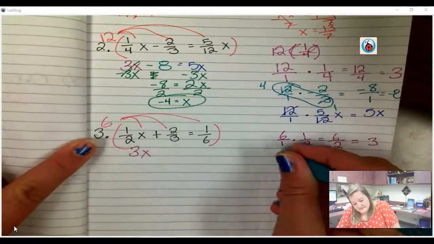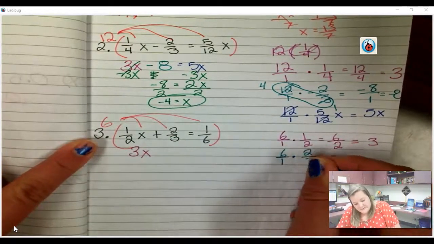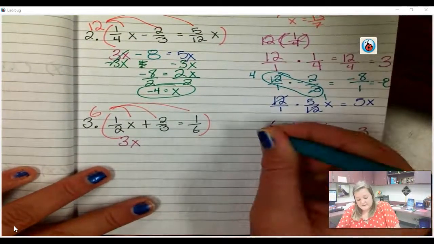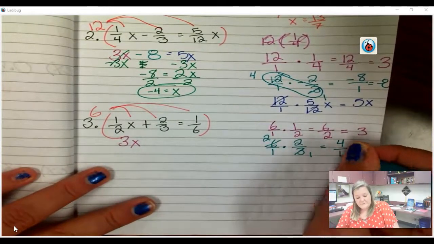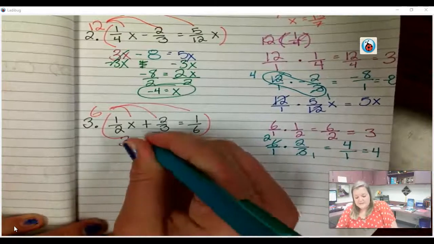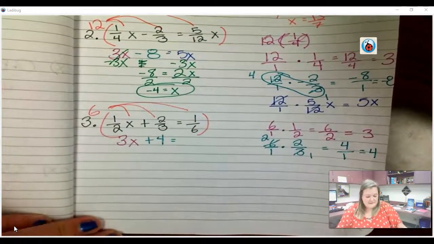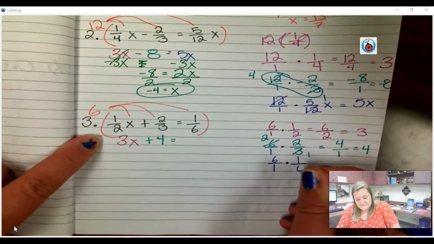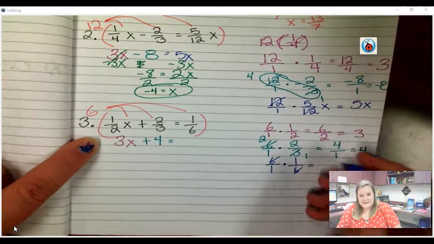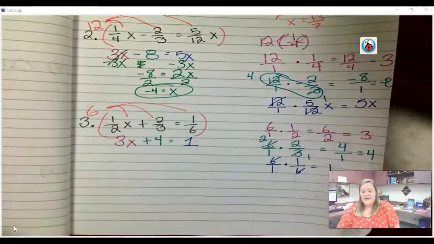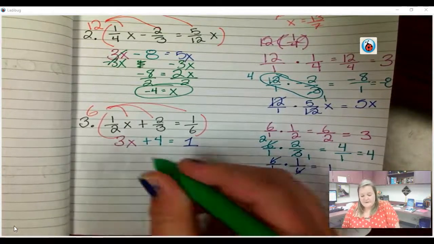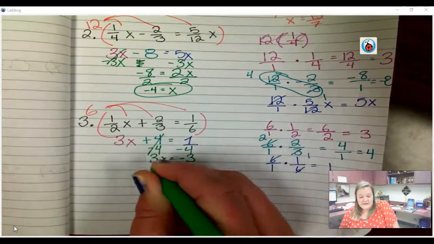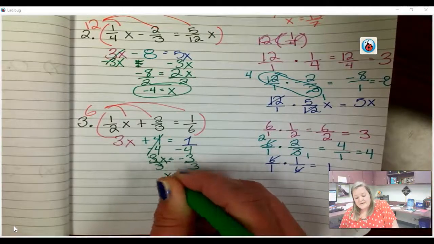Then we're going to do the next one. So 6 times 2/3, 6 over 1 times 2/3. You can cross divide. Both numbers are divisible by 3. So that's 1 and that's a 2. 2 times 2 is 4 over 1 equals 4. So this is plus 4 equals, last thing, 6 times 1 over 6. These divide out, and you're left with 1. And then you solve it like a normal problem. So start by subtracting 4. 3x equals negative 3. Divide by 3. And x equals negative 1.